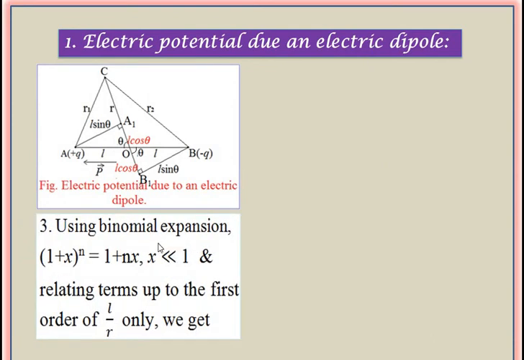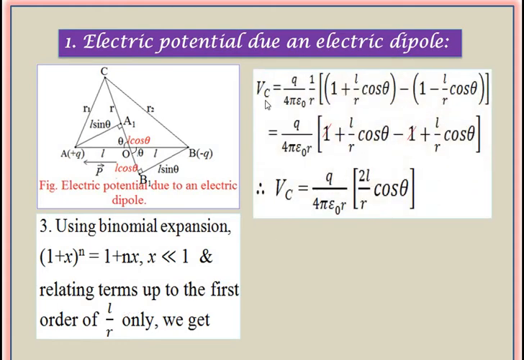By using the binomial expansion, 1 plus x bracket raised to n is equal to 1 plus n into x. Here x is very much less than 1, and retaining the terms up to the first order of L by R only, we get the equation, that is Vc equal to Q divided by 4 pi epsilon 0 into 1 upon R in a bracket 1 plus L divided by R cos theta minus in second bracket 1 minus L divided by R cos theta.